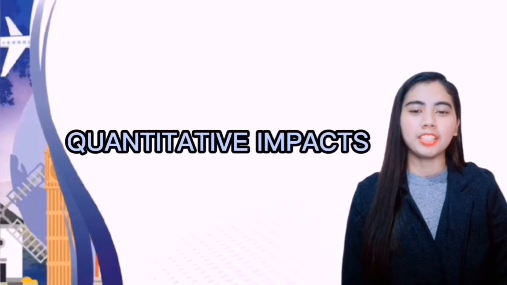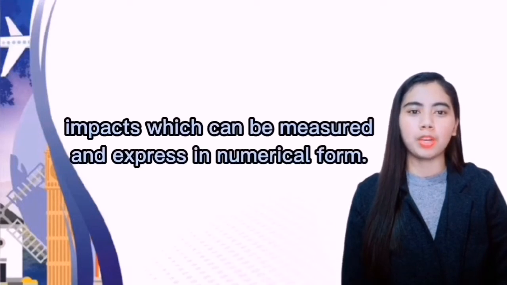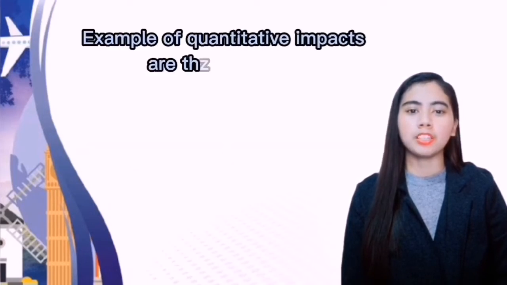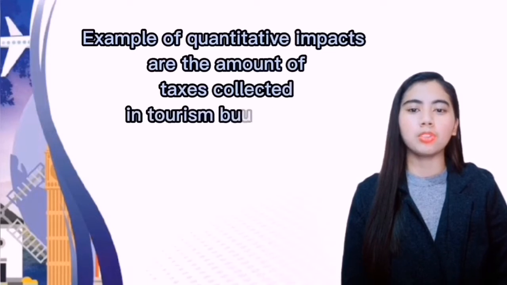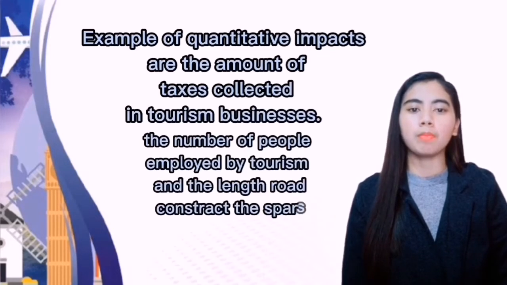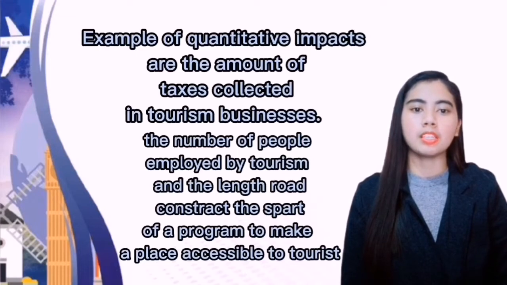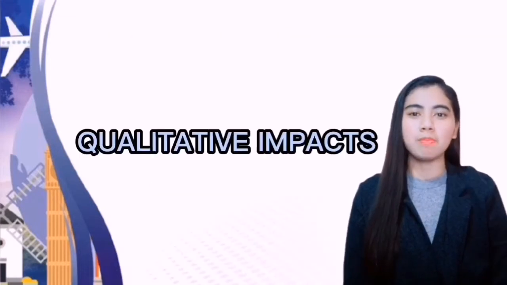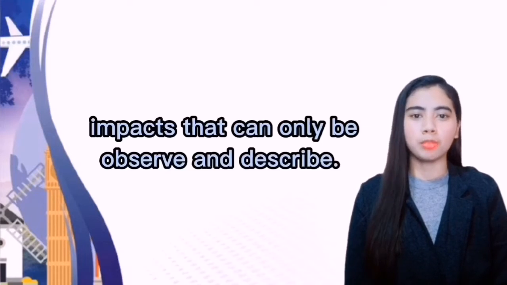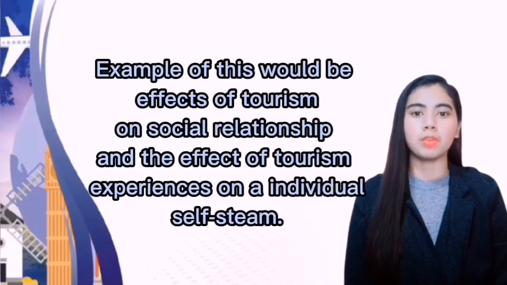Quantitative impacts are the impacts which can be measured and expressed in numerical forms. For example, quantitative impacts are the amount of taxes collected from tourism businesses, the number of people employed by tourism, and the length of road constructed as part of the program to make a place accessible to tourists. Qualitative impacts are the impacts that can be observed or described. Examples of this would be effects of tourism on social relationships and the effects of tourism experience on individual self-esteem.